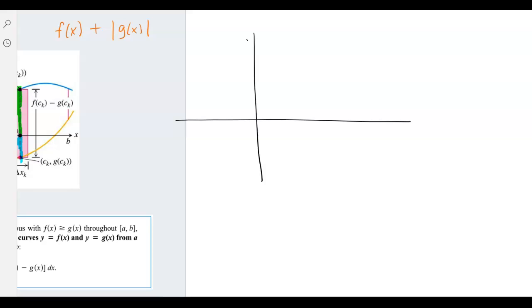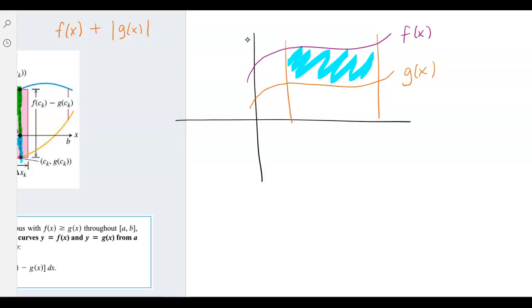Well, what would happen if both of the curves were above the x-axis? Could we use that same formula? Let's say that we had a function like this, f, and let's say we had another function like this, g, and we wanted to find the area between those two curves. What would the height of one particular rectangle be? This value is f of x. This value is g of x.